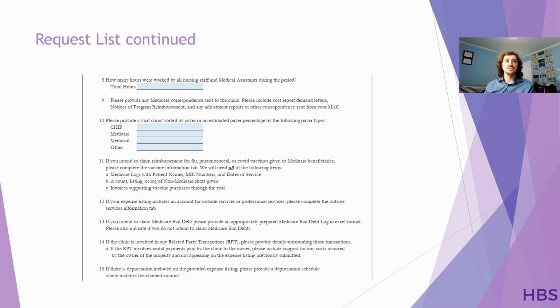Number 12 references a specific informational tab that we've got about outside services or professional services. And so we'll look at that in just a minute. Number 13, if you do intend to claim Medicare bad debt, then you obviously need to provide the appropriately prepared Medicare bad debt log in Excel format. And then we also like to know if you don't intend to claim any bad debts. And that way we know what to be looking for on our end.